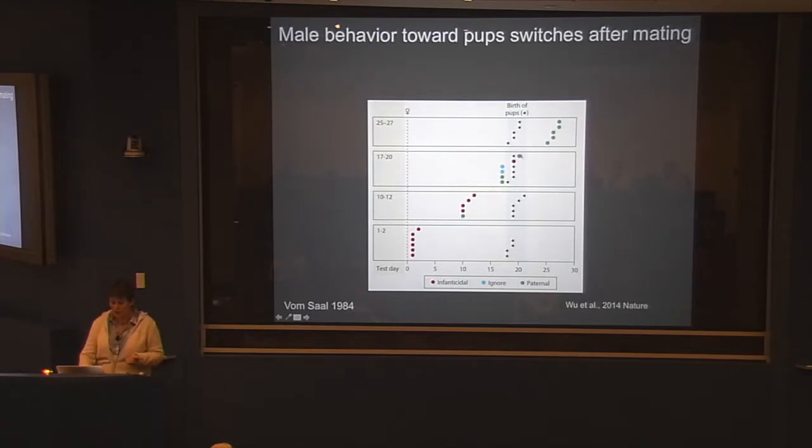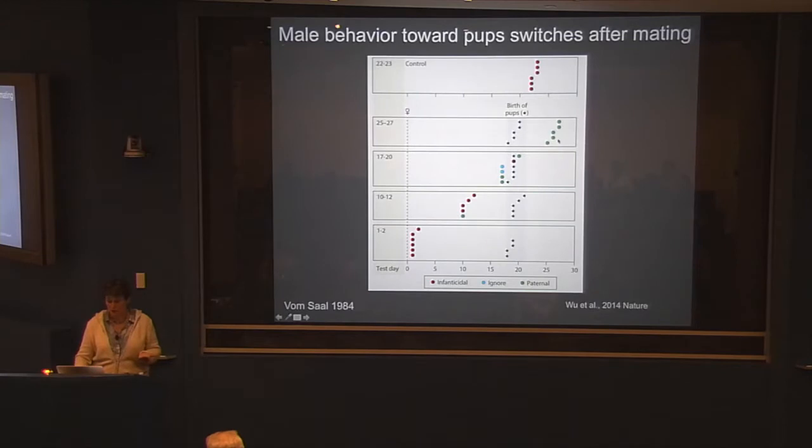Around the time of the birth of pups, half were parental, half were ignoring, but none were infanticidal. And then 1 week after the birth, they were all parental. So that timing seemed to be correct. And this is the control in which males have never been exposed to females, and they are all infanticidal.